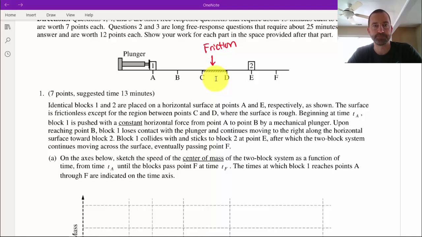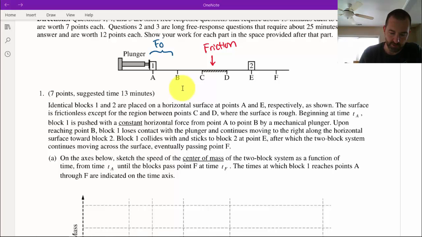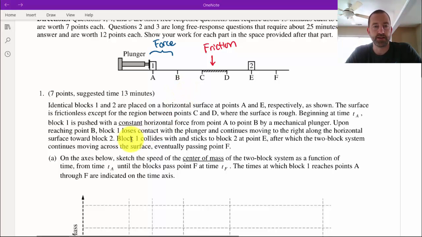Everywhere else is frictionless. Then it says that beginning at time TA, block 1 is pushed by a constant horizontal force from point A to point B by a mechanical plunger. So this little plunger pushes this whole distance, A to B. I'm going to put a little note there that that zone has a force acting on it, just that zone.